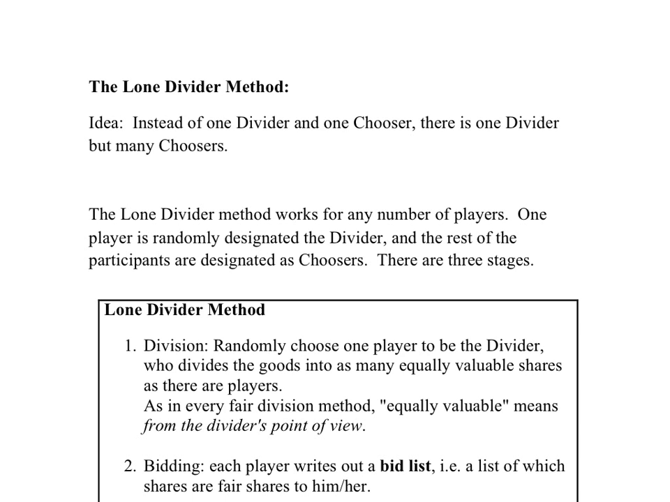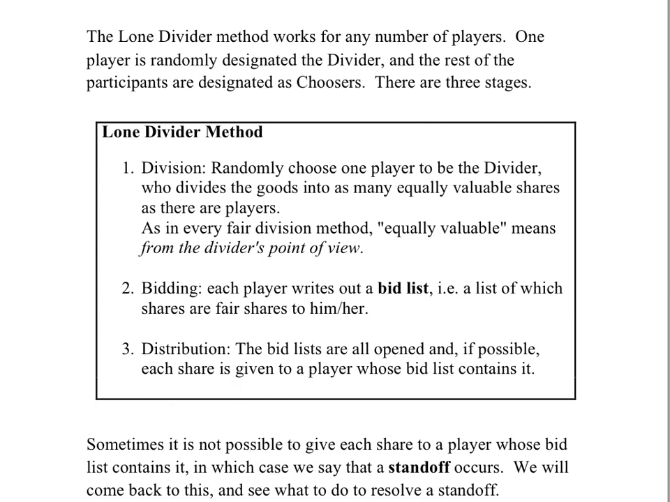So first, the lone divider method. Instead of one divider and one chooser, there will be one divider and many choosers. This method is going to work for any number of players. Similarly to the divider-chooser method, it's going to start out randomly designating one player to play the role of divider. Okay, the rest we're going to call choosers. There are going to be 3 stages. Here's how they work. First, there's the division stage.